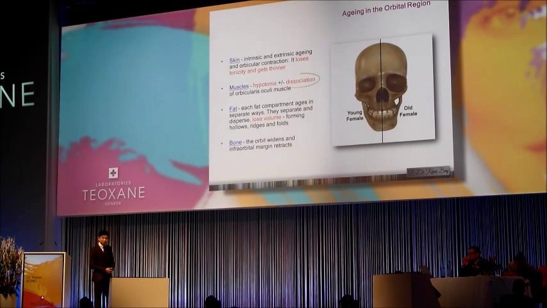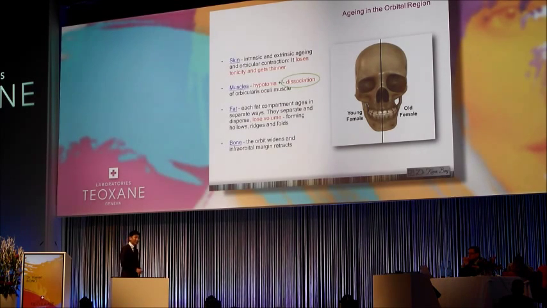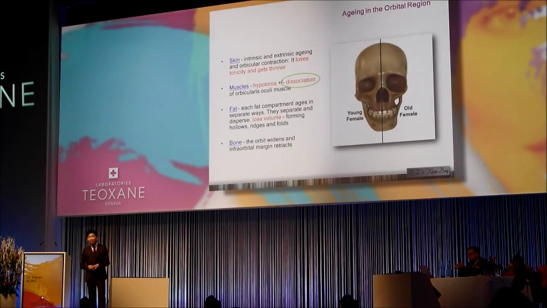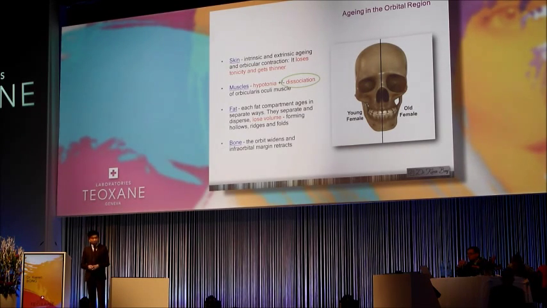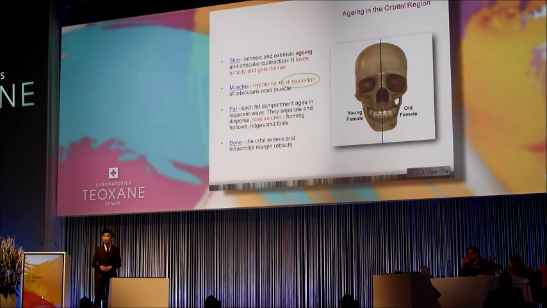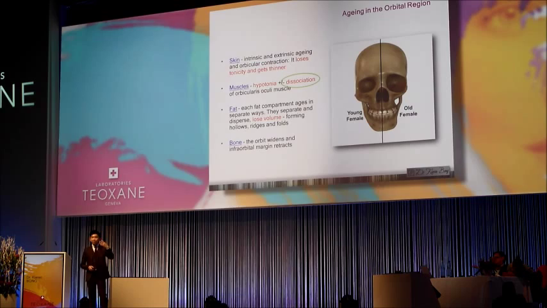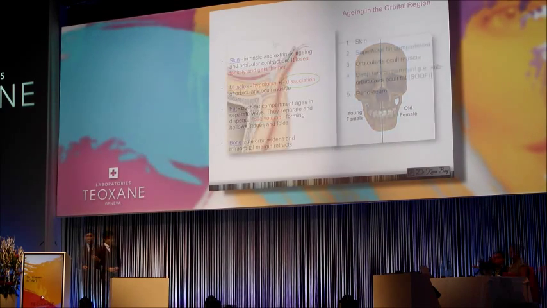However, the concept to remember for this particular slide is the dissociation of the orbicularis oculi muscle, and I believe that's something that hasn't been mentioned today. As part of the aging process, there is dissociation of the orbicularis oculi muscle, and dissociation means splitting of the orbicularis oculi muscle. Why is it important for us to be aware of it, especially in older patients? The next slide is very important.